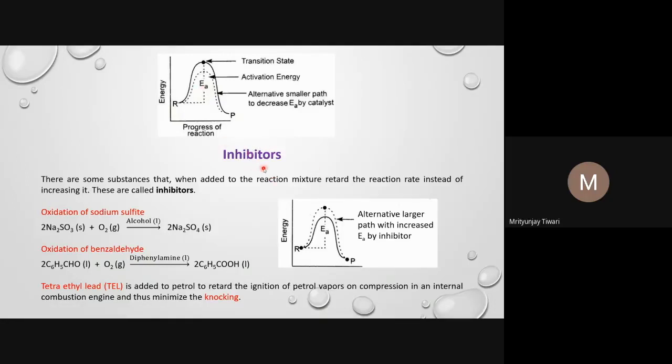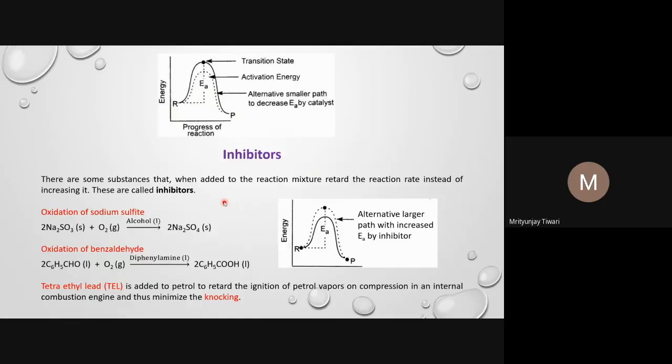Let us now study the inhibitors. As we have seen, there are substances which decrease the activation energy barrier required for a chemical reaction to happen. There are also certain substances which increase the activation energy for a given reaction. So if that substance is added to a particular chemical reaction, the rate of that reaction will slow down and get retarded. It is because the activation energy for that reaction will increase in the presence of that foreign substance, and those substances are called inhibitors.